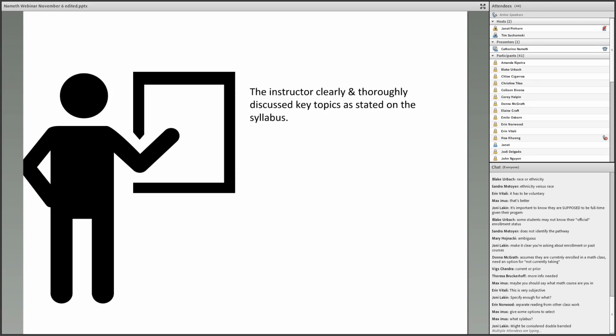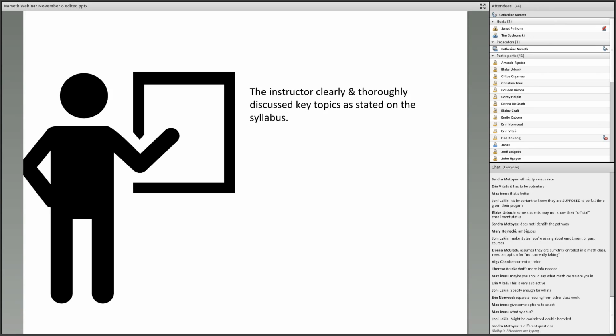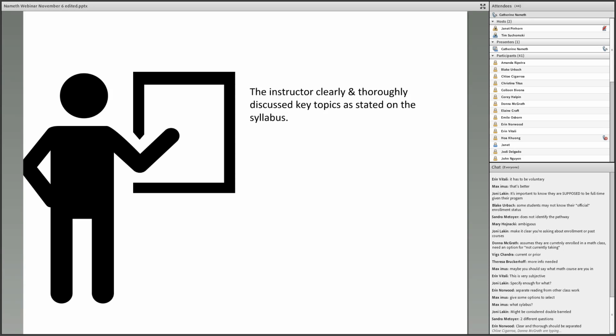All right, someone asked what syllabus, which is a question students have been asking possibly since we had students and syllabi, right? Two different questions. Someone else said clear and thorough should be separated, right?